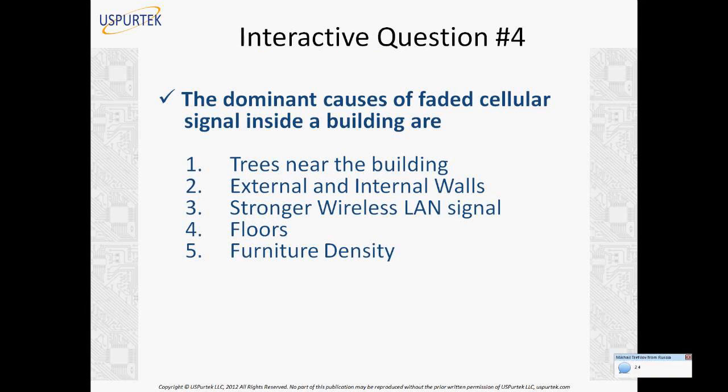Yes, number 2 is correct. Number 4 is correct, floors. Number 5 is also correct. The more furniture on a floor, the more there will be absorption actually. Trees near the building, yeah, trees are outside the building, so those do not have any direct impact. Once the signal enters the building, you have all these other factors. And of course, stronger wireless LAN signal does not have any impact. It doesn't have to do with the stronger wireless LAN signal, because those will be on different frequencies.